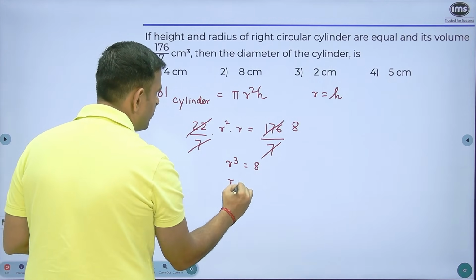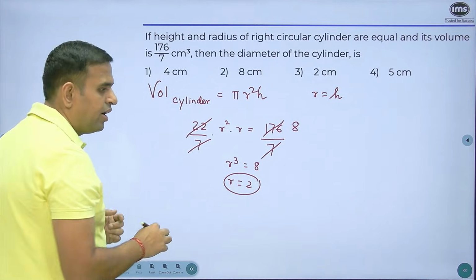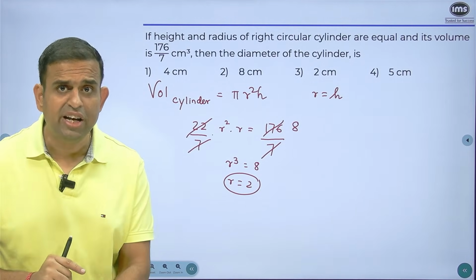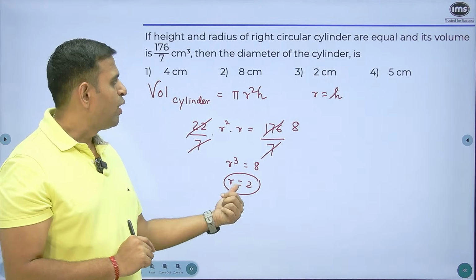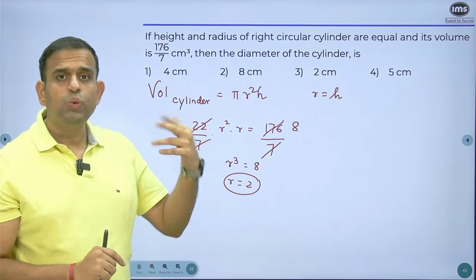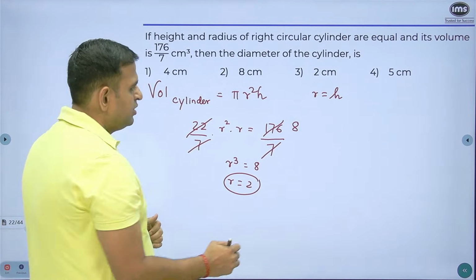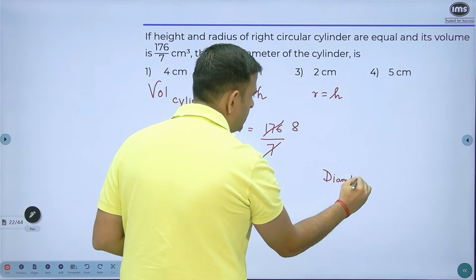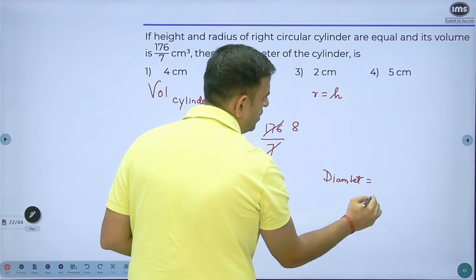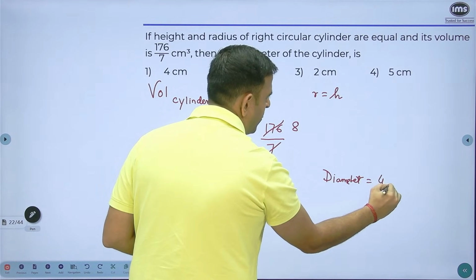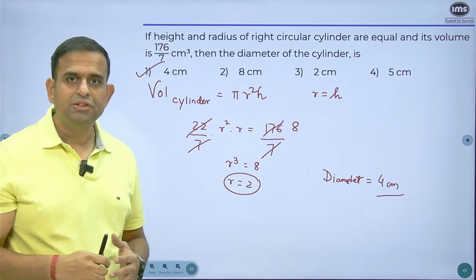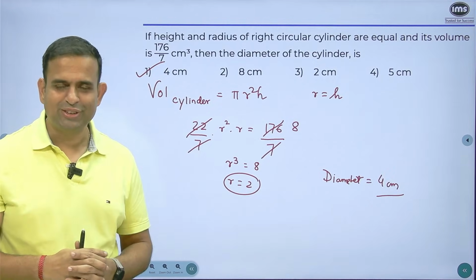So please don't be in a hurry to choose 2 as the answer, because they have not asked for the radius. I repeat, the objective is to find the diameter, which is twice the radius. So diameter must be equal to 4 centimeter. Hence, option number 1 is the required answer for this simple mensuration question.